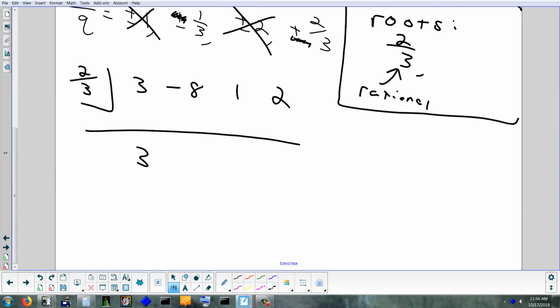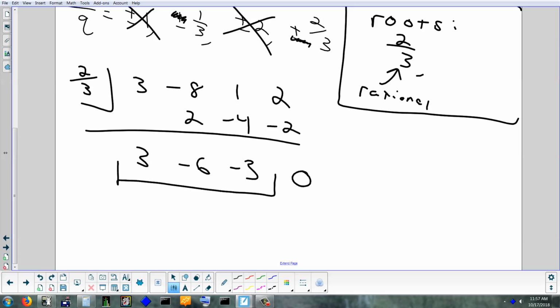Bring down my 3. What's 2/3 times 3? 2. And then negative 8 plus 2? Negative 6. Now this part you can do with a calculator or just think in your head. What's 2 times negative 6? Negative 12 divided by 3. Negative 4. So you can do it in your head like that. 1 plus negative 4 is negative 3. What's 2/3 times negative 3? Negative 2. Remainder 0. I already knew that. That's what I'm interested in.